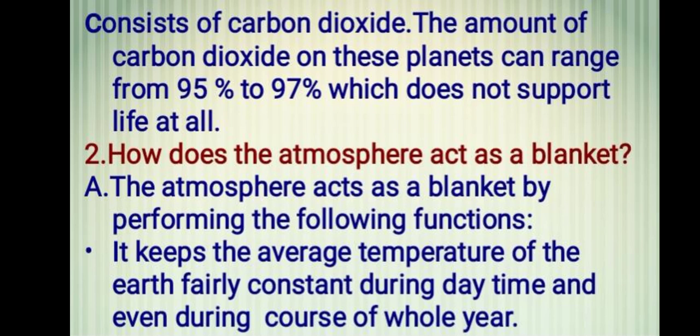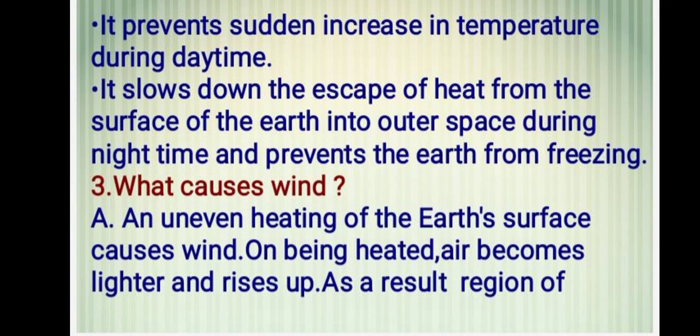Next question is, how does the atmosphere act as a blanket? The atmosphere acts as a blanket by performing the following functions. It keeps the average temperature of the Earth fairly constant during daytime and even during the course of the whole year. It prevents sudden increase in temperature during daytime. It slows down the escape of heat from the surface of the Earth into outer space during nighttime and prevents the Earth from freezing.